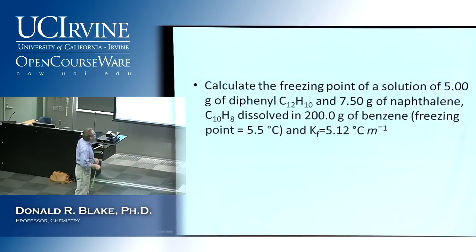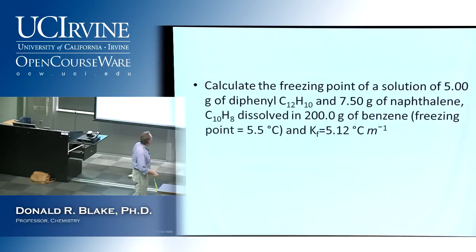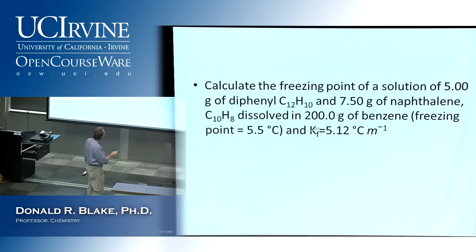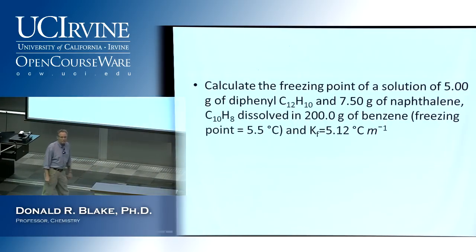Once again, calculate the freezing point of a solution of 5 grams of diphenyl, C12H10, and 7.5 grams of naphthalene, C10H8, dissolved in 200 grams of benzene. It has a freezing point of 5.5. So similar to water, but it's got a big K sub F, okay?